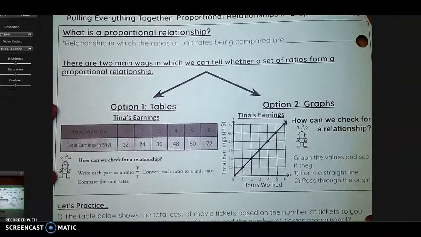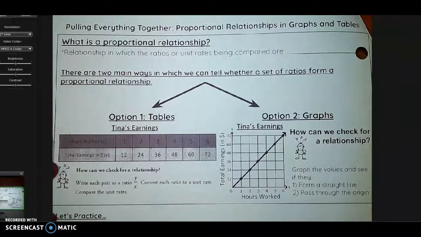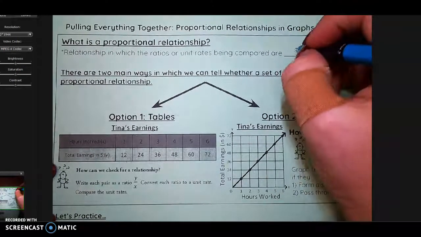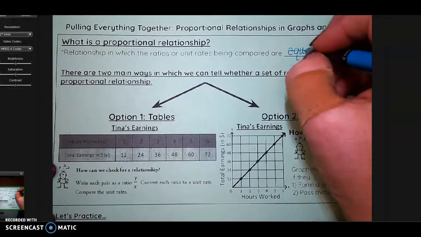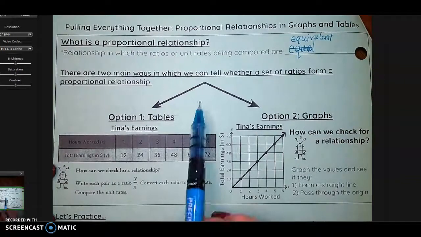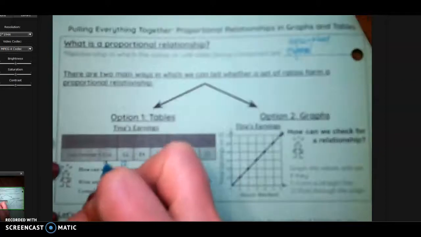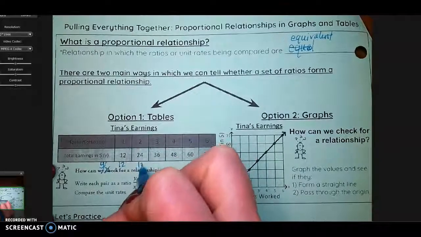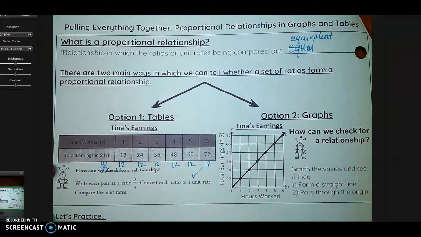All right. So now we're pulling everything together. We talked about looking for proportional relationships in tables and in graphs. So first of all, it says, what is a proportional relationship? Well, it is a relationship in which the ratios or unit rates being compared are equivalent. And there are two ways. I can look at the table and I can go y divided by x and see if they're all the same. So y divided by x is 12, 12, 12, 12, 12, 12. So I would say, yep, that one is proportional.